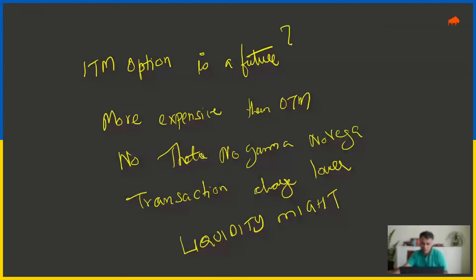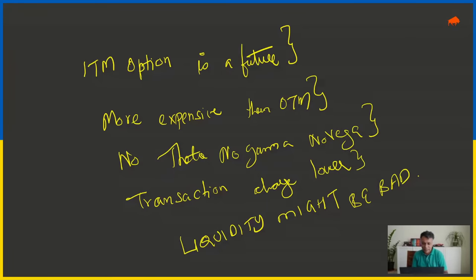So an ITM option is a future. It is more expensive than OTM. It has no Greeks. Transaction charges are lower. Liquidity might be bad. Okay. Now I'm going to introduce something much more fun at this point. Before that, I'll just read the comments. The risk, of course, is you will lose the entire premium, which is huge. So it is a much, much riskier proposition than futures. But if you're a pure directional player, you should consider ITM rather than doing this thing, futures.